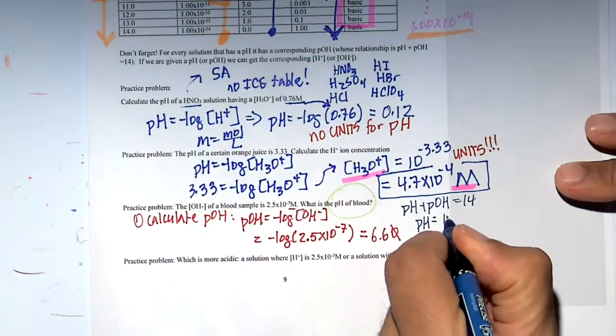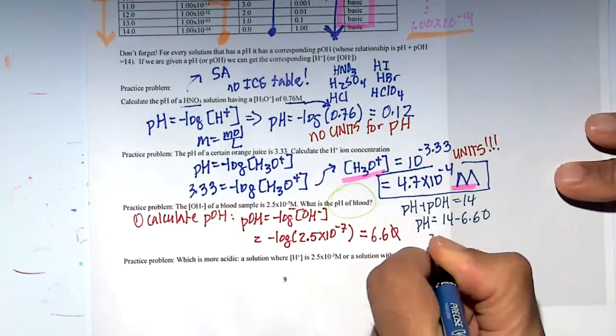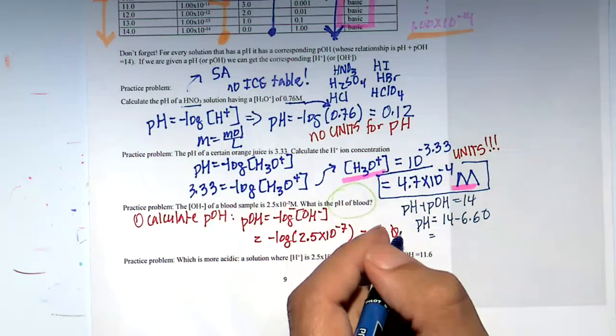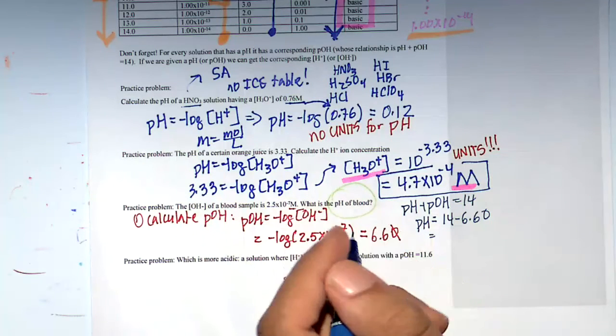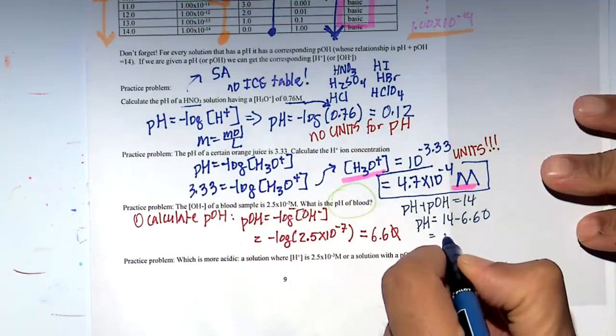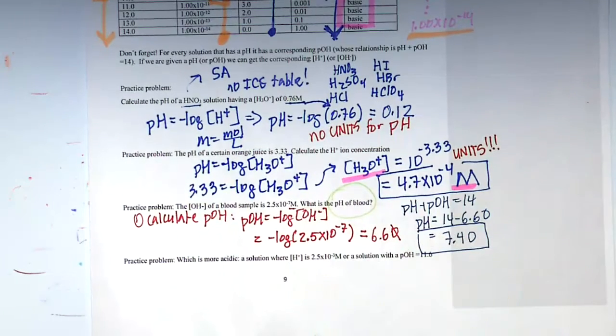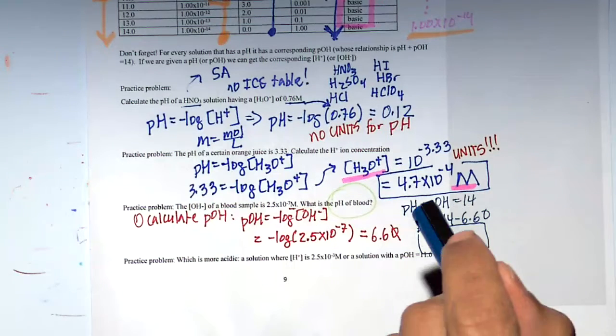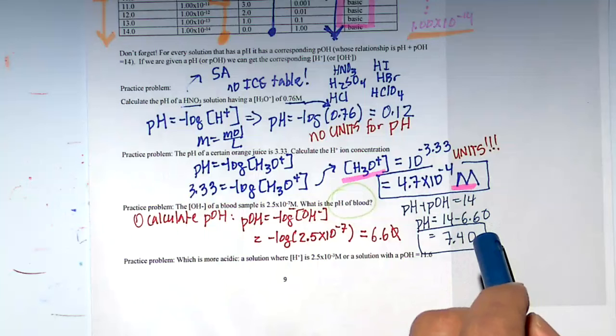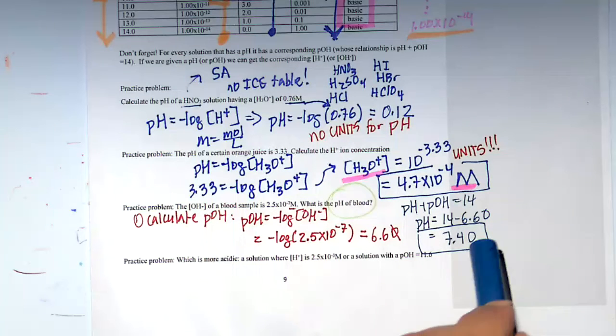pH equals 14 minus 6.60, and that is 7.4. This is actually the right pH of blood, by the way. Okay? If your pH is a little bit off 7.4, I think your physician would say something is wrong. You guys are the future doctors, you know more. Yeah, normal range.